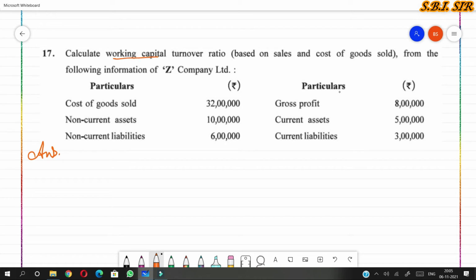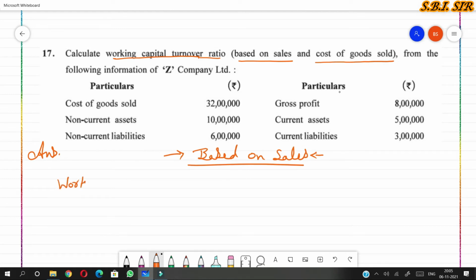Calculate working capital turnover ratio based on sales and cost of goods sold from the following information of Z Company Limited. First of all, based on sales, the formula for working capital turnover ratio equals sales divided by working capital.